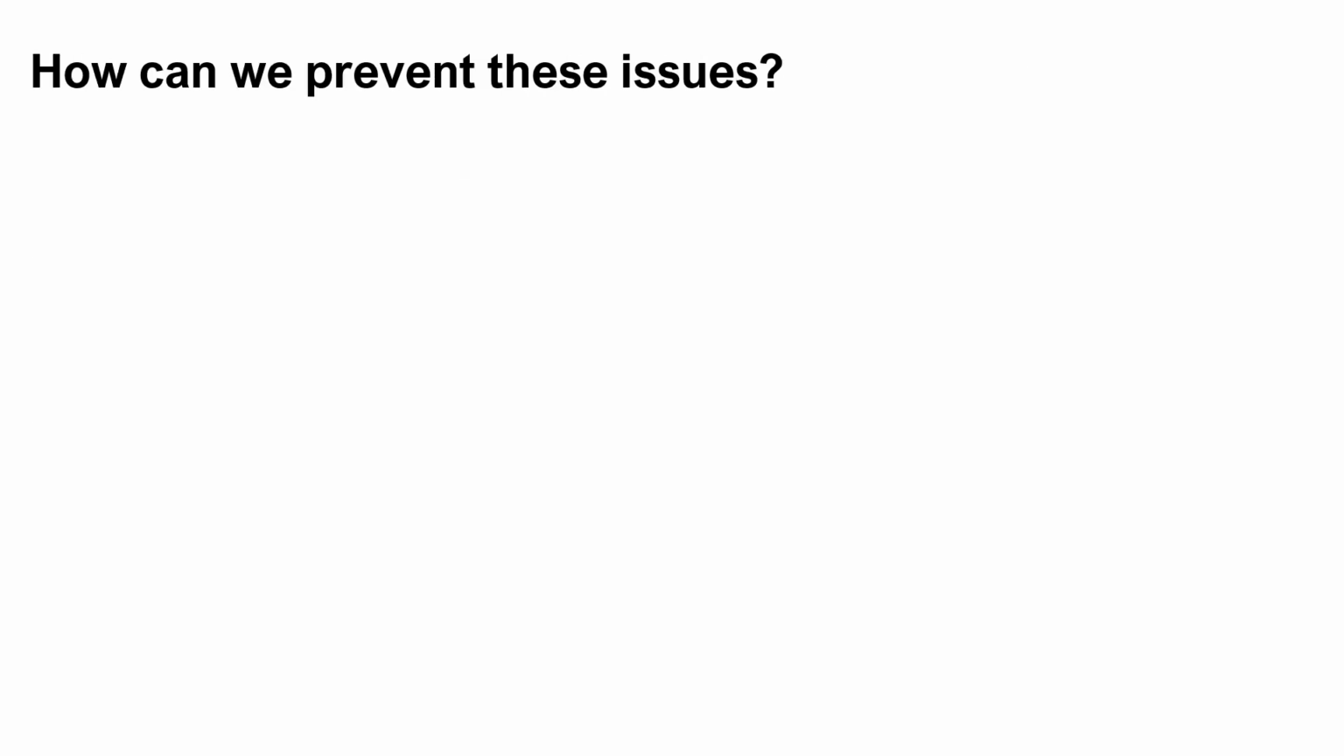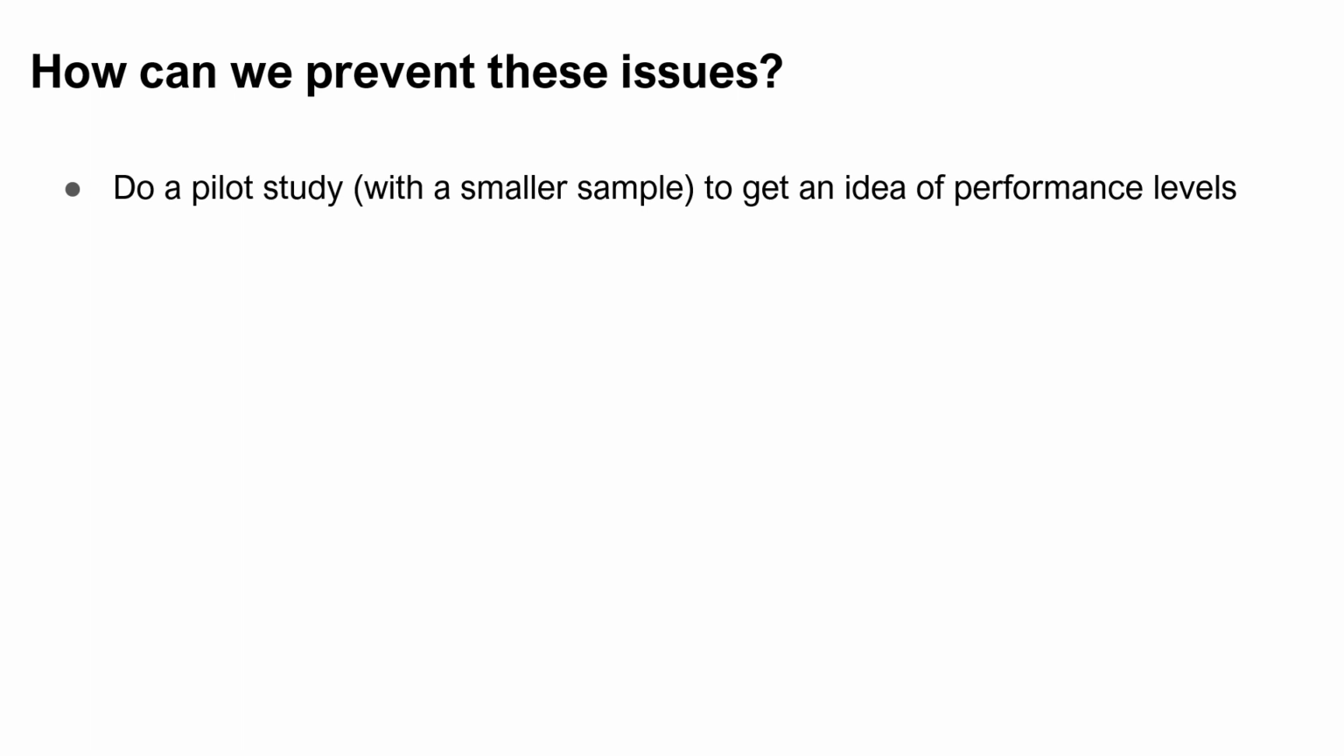How can we prevent these issues? So if you are collecting data for a new study, you might do a pilot study, so including a smaller sample to get an idea of performance levels. So if you test your study out with, for example, 10 participants, and you notice that they are performing close to floor or ceiling, you might change your task to make it easier or harder before you collect data from a really big group of people. So that's something you might see researchers do. They might not always even report that in the paper, but that is one way to prevent these issues.